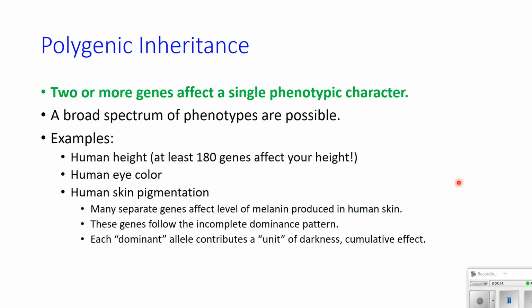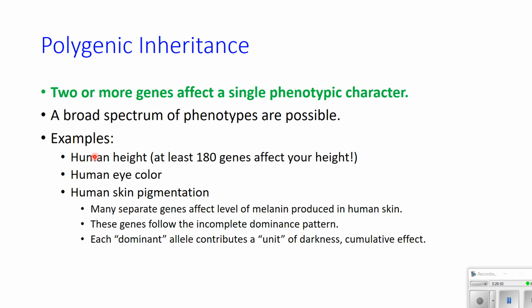Okay? Usually with polygenic traits, there's a very broad spectrum of phenotypes. So it's not like pea plants where it's either purple flowers or white. Or it's not even like snapdragons where it's either red flowers, white flowers, or pink. Usually with polygenic, there's a very broad spectrum where you might have 20 different shades of color possible, or 20 different sizes or shapes, or whatever the trait is.